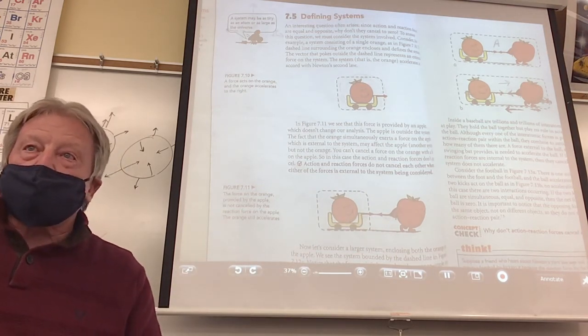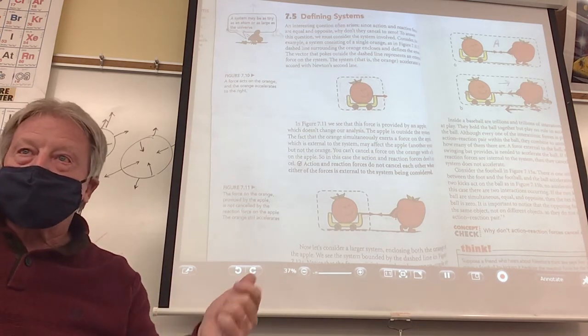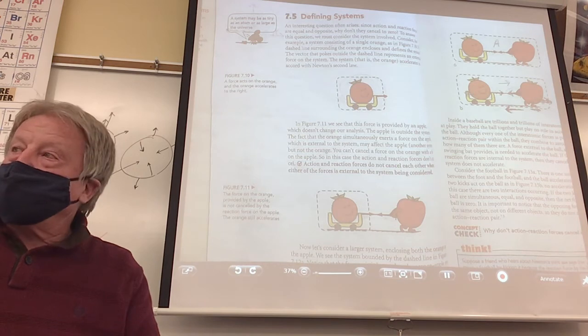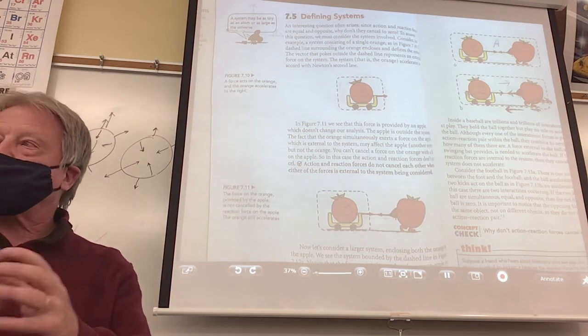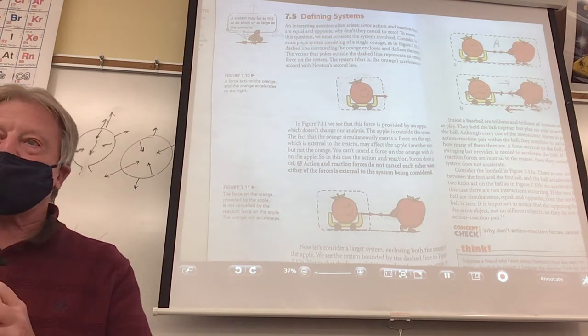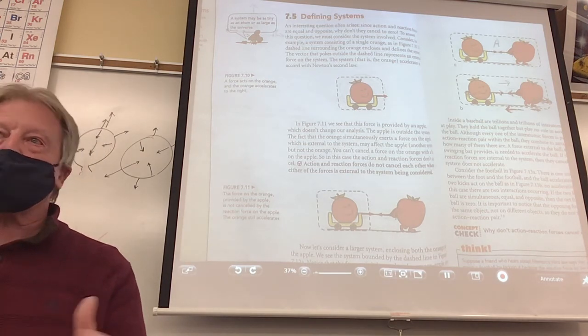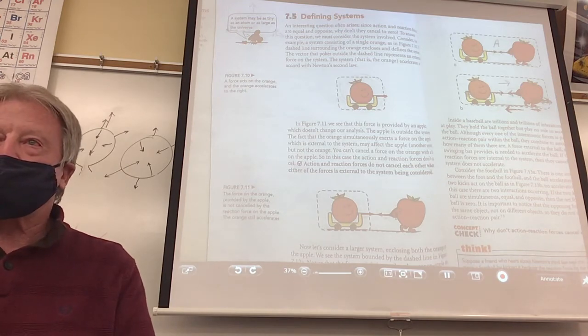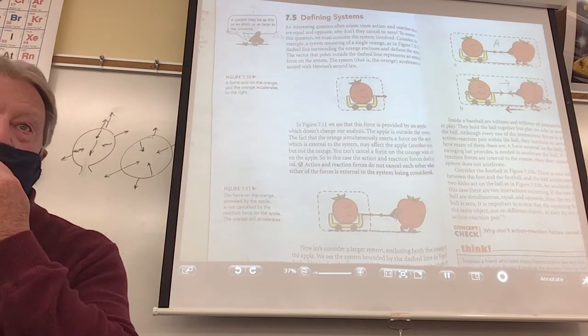Now I am pushing on that chair. I am pushing on that chair that way. I should be going that way. But I can't, because the chair and me are now one object. So any pushes that take place within the same object can't cause any change in my motion. So now, what if I want this system to accelerate?